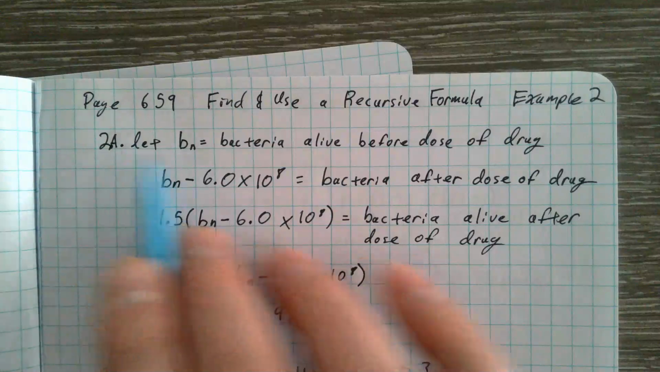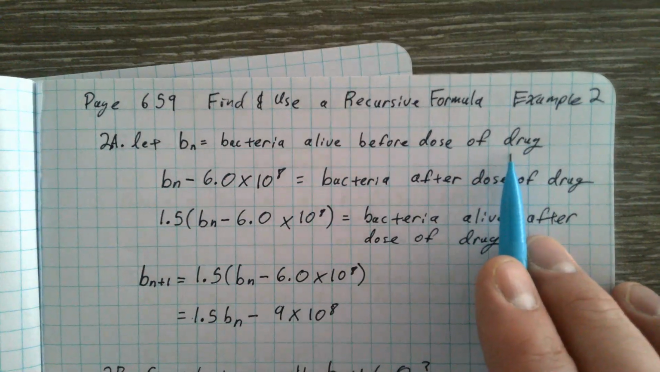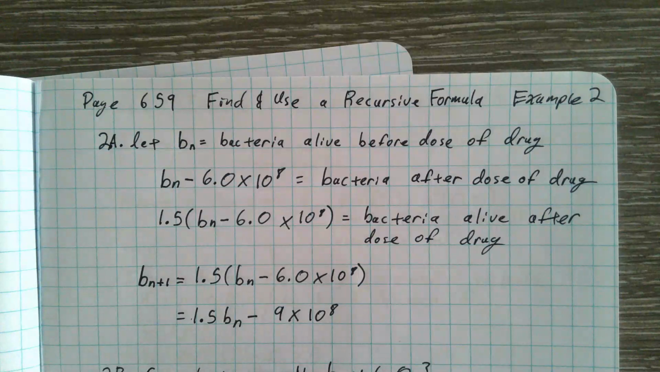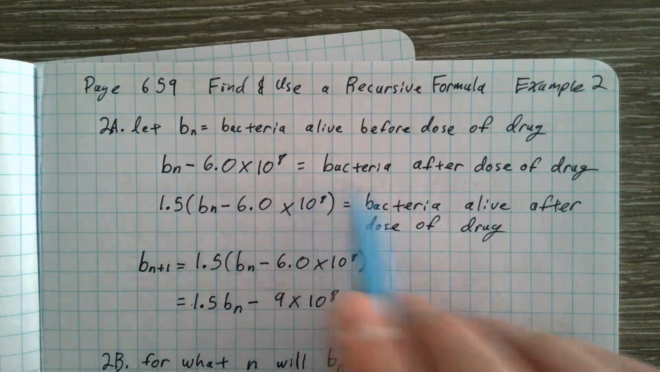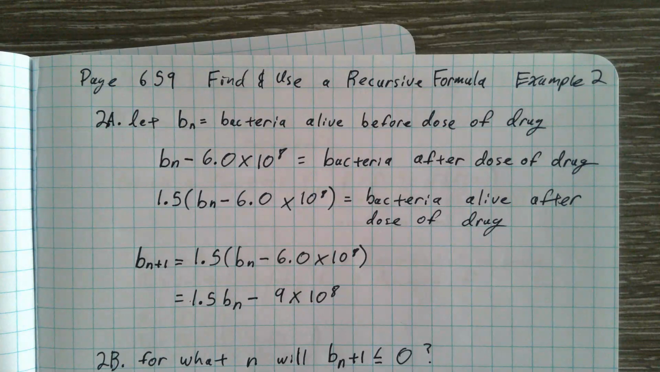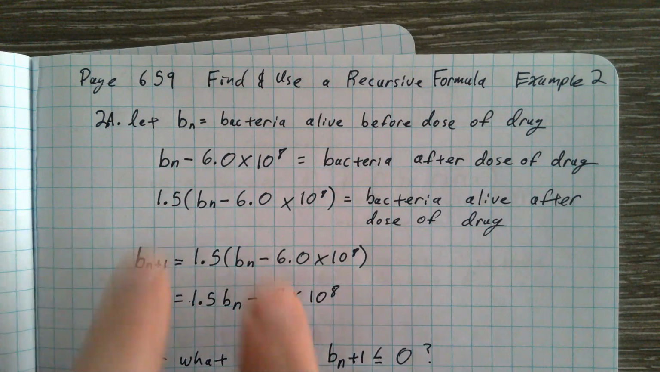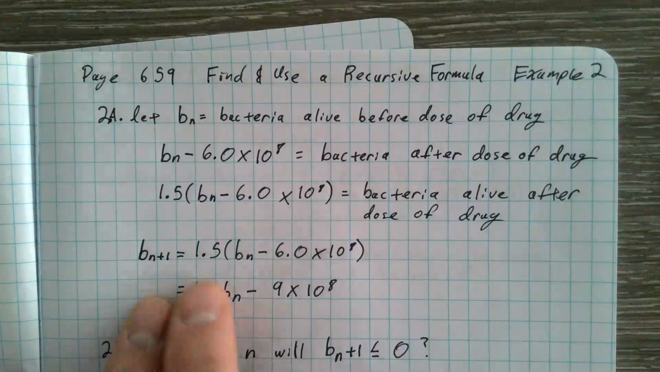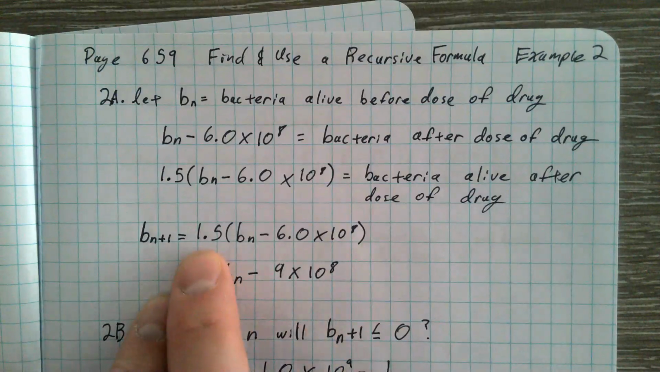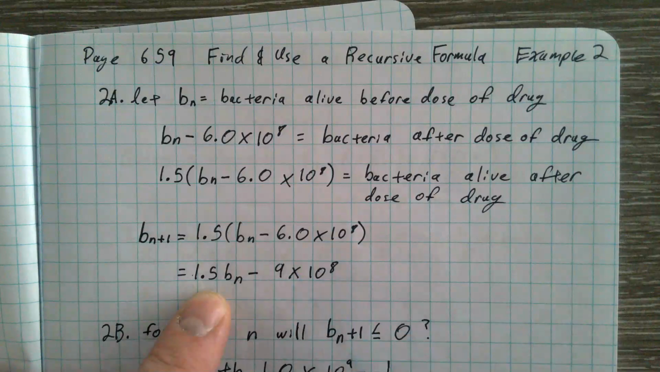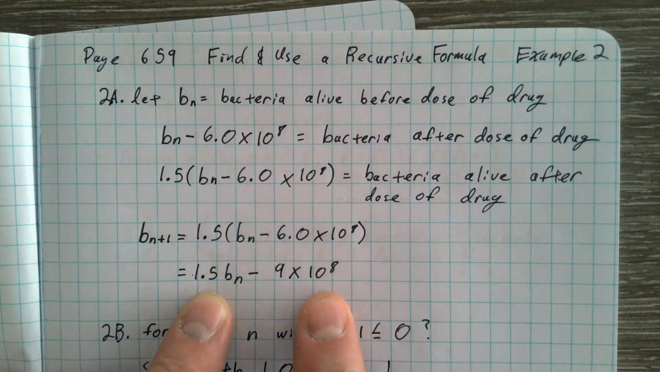So here we're going to let B sub n equal the bacteria alive before the dose of the drug. So B sub n minus however many of our bacteria is killed by our dose of our drug equals the bacteria after the dose of drug. And we know that the bacteria, after we give a dose of the drug, however many are left, increases 50%. So that's 1.5 times the bacteria alive after the dose of drug to get our final value. And then we can simplify this out. 1.5 times B sub n, 1.5 times 6.0. This should be a 9.0 times 10 to the 8, but that's okay. So this is our new formula. This is how we find it.